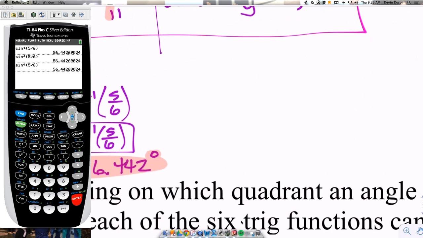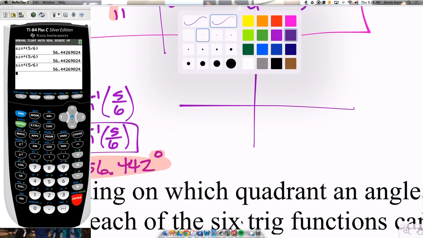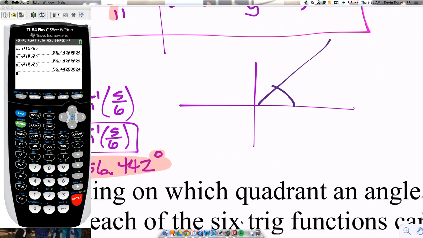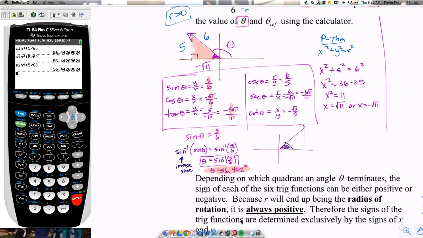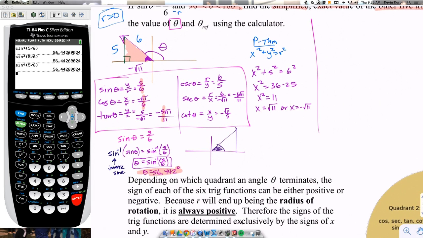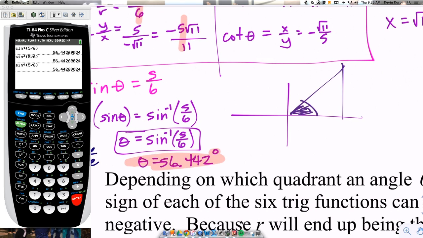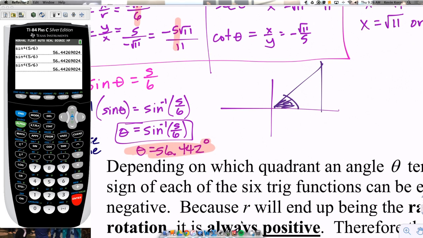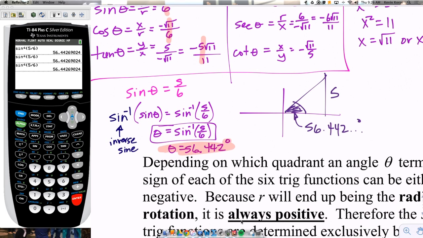Quadrant 1. Okay, so let's see. I don't know if it's coterminal, because a ray that terminates in quadrant 1 is not going to be the same ray as something that terminates in quadrant 2. But here's what the calculator basically told me. It said, hey, if you take the sine of 56.442 degrees, you're going to get a sine ratio of 5/6. The calculator has no idea which quadrant we want. It's just giving us an angle whose sine is 5/6.